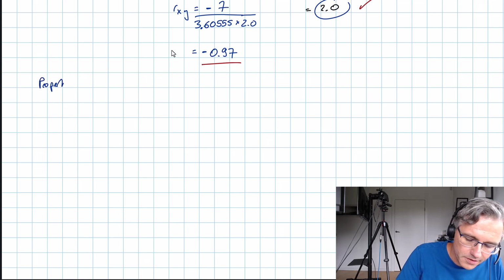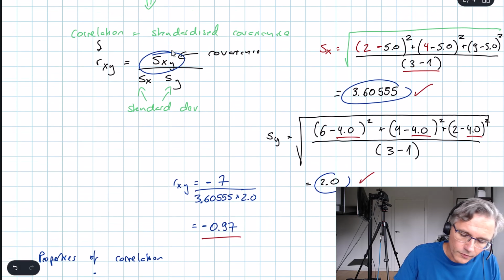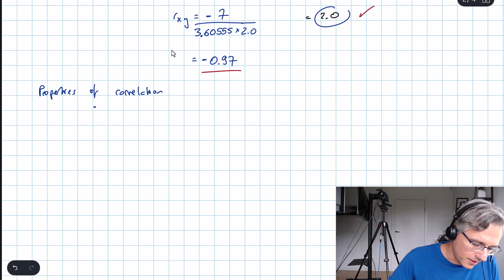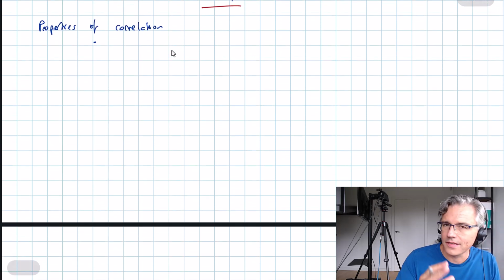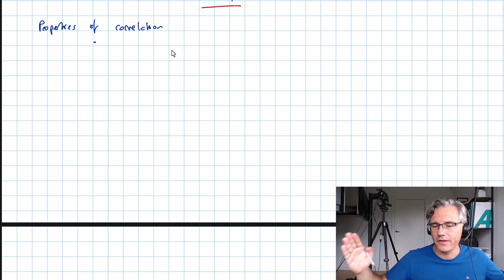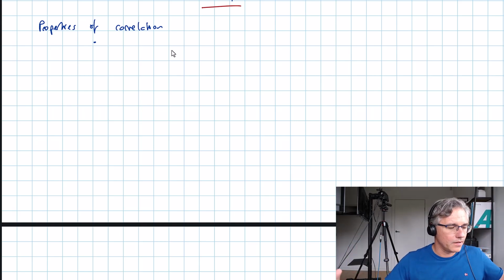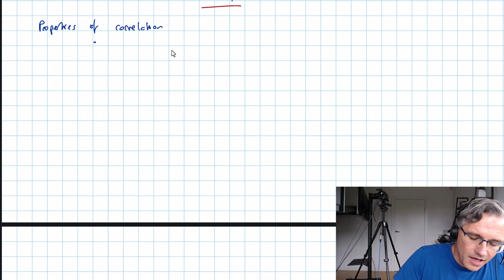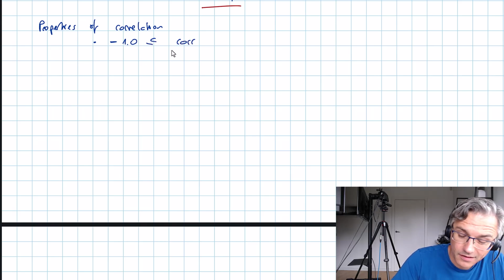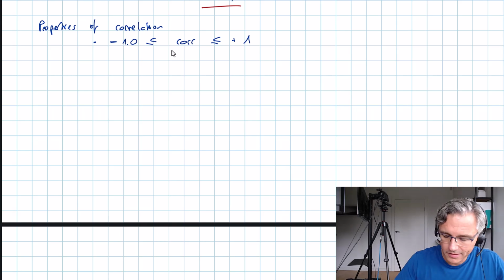The properties of correlation. First of all, it's a standardized measure. I said it's standardized kind of covariance, and it's standardized in the sense that it can only range within specific upper and lower limits. The minimum value for correlation is going to be negative. So correlation has to be equal to or higher than -1 and less than or equal to +1. It cannot be higher or lower than those two.